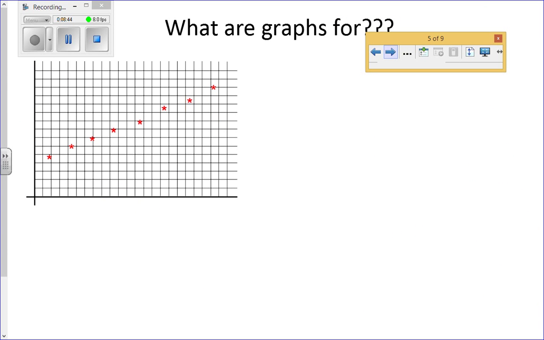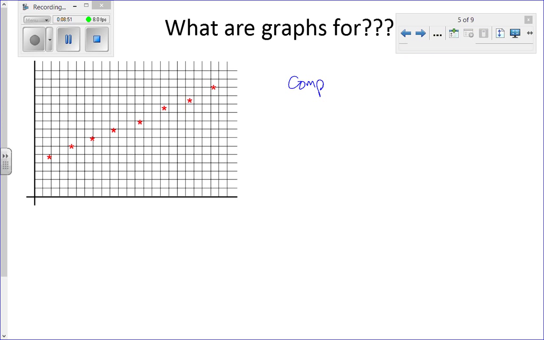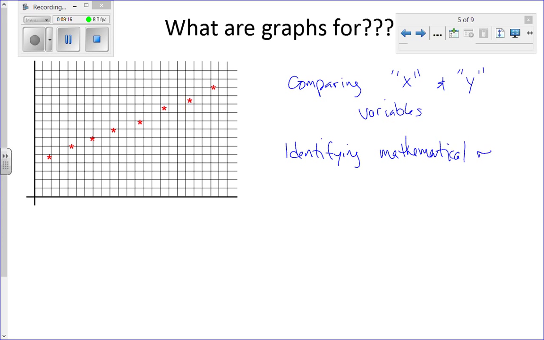Now, in general, what are graphs for? Graphs are certainly for comparing variables, or identifying mathematical relationships. Is there a direct relationship between the quantities on the x and y axes? Is there an inverse relationship? Is there a quadratic relationship? These are all relationships that we'll talk about as we go forward.